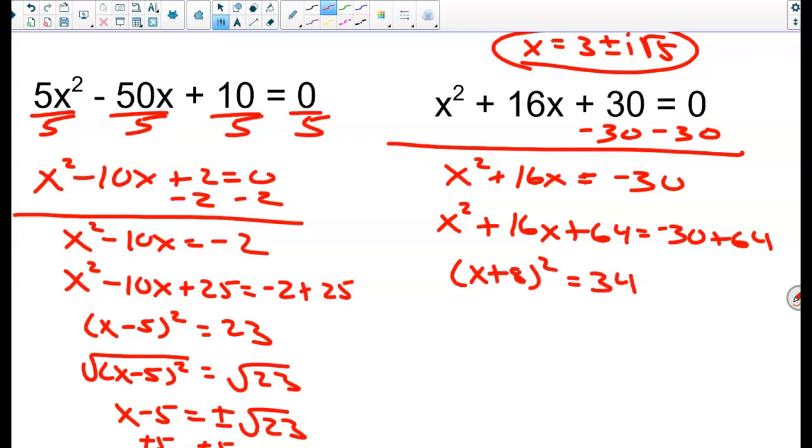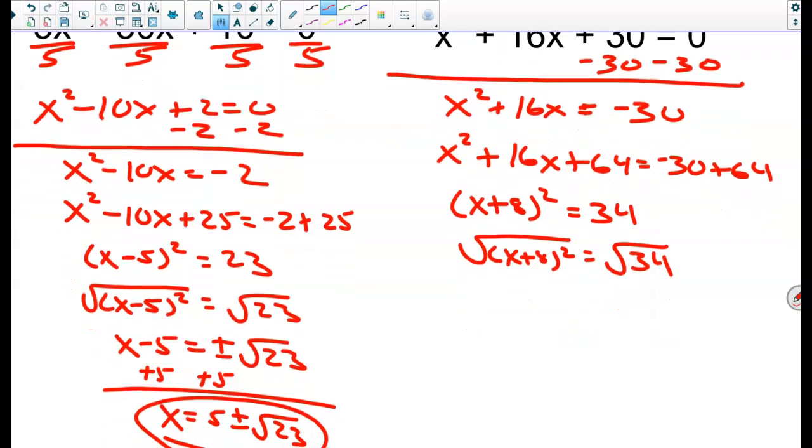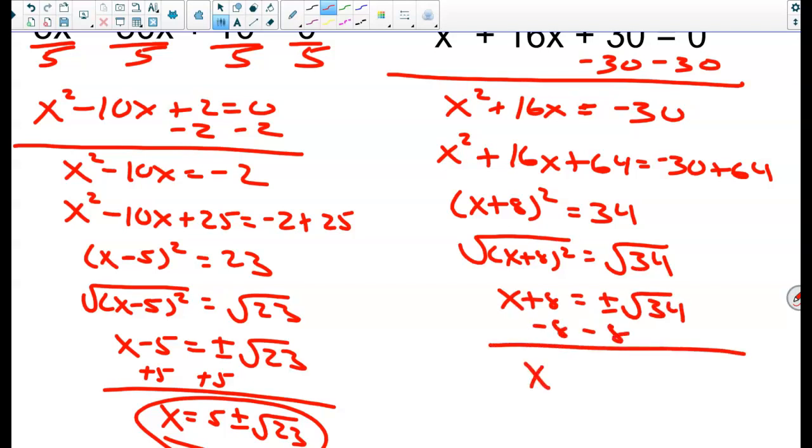Equals 34. We're going to take the square root of (x + 8) squared, and take the square root of 34. So x plus 8 equals plus or minus the square root of 34. And then we finish by subtracting 8 on both sides. And this is what our answer looks like. If you can simplify the radical, you do so. If you can't, you leave it.